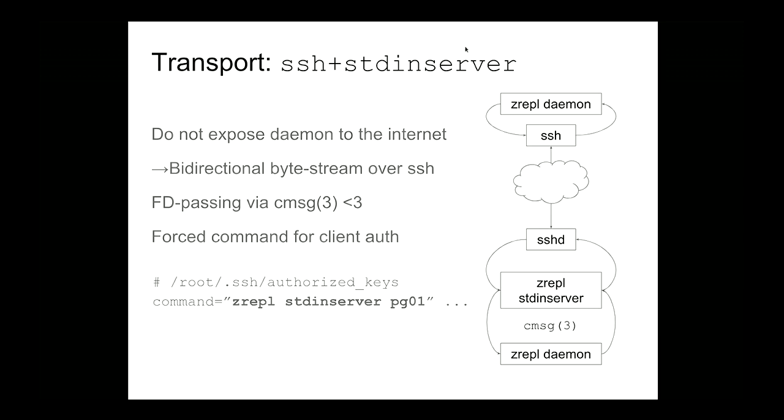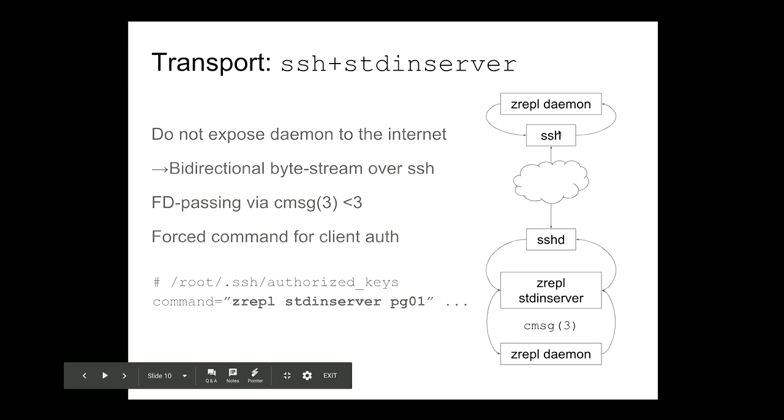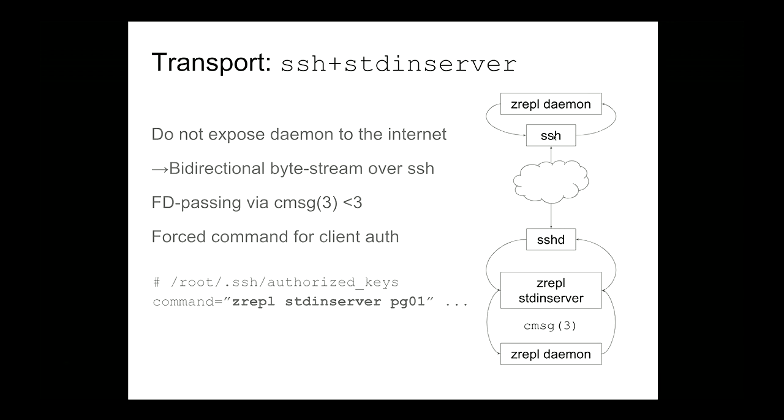So what we do is we need to connect this zrepl daemon to the zrepl daemon down here. And how we do it is we fork and exec the SSH binary and give it all the arguments it needs to connect to the other side. SSH does all the dirty work for us to protect us from this muddy cloud here. And as soon as we are on the other machine, we use the forced command feature of OpenSSH to force the other side to specifically execute this command: zrepl stdinserver, and then the authentication ID of this client. And keep in mind that this side here is in control of what is in this file. So this way, we have the authentication basically done.